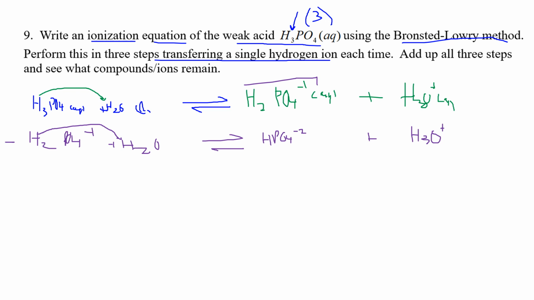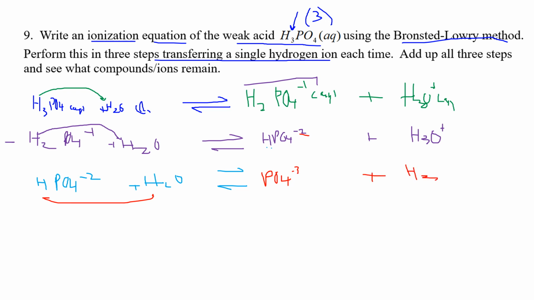To finish this off, this thing still has a hydrogen here, so I'm going to rewrite it. HPO4 -2 plus H2O, double arrow. I know I missed a few aqueouses there, please forgive me. And what we'll do is we'll take this final hydrogen here and transfer it over to water. So now we're left with PO4. It was -2. Now it's gone down to -3. And we've removed all our hydrogens.